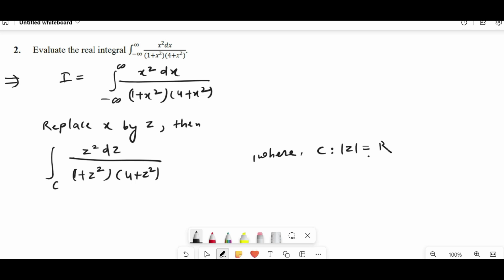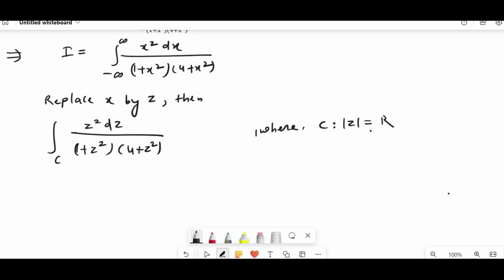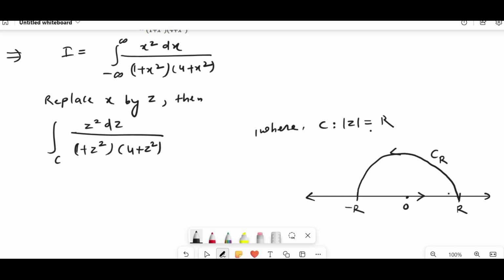So we can draw the diagram, or we can draw the curve. So this curve will vary from negative r to r, and that is the upper half circle with center 0, and this curve C over the radius r, and the direction will be counterclockwise, as anti-clockwise.